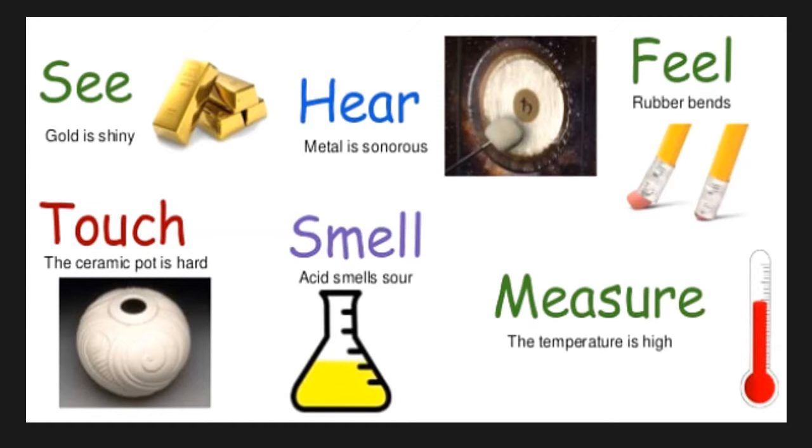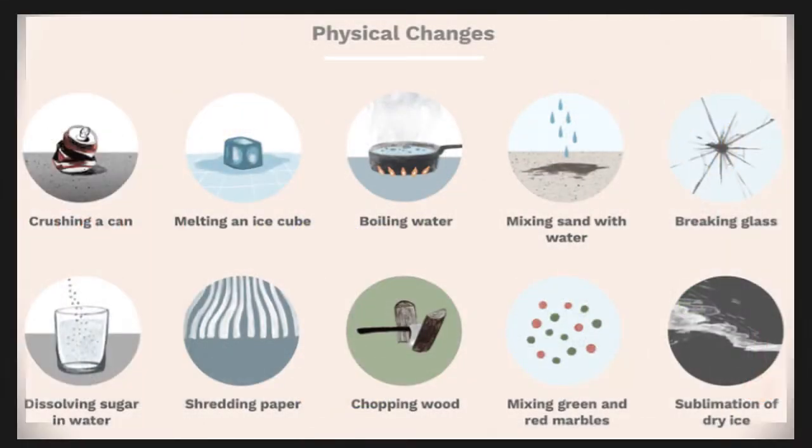Physical properties are the properties which we can see, hear, feel, touch, smell or measure, and any change in these physical properties leads to physical changes. For example, crushing of a can, melting of an ice cube, boiling water, mixing sand with water, breaking glass, dissolving sugar in water, shredding of paper, chopping wood, mixing green and red marbles and sublimation of dry ice. All these are examples of physical changes.